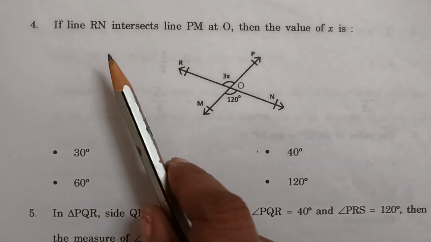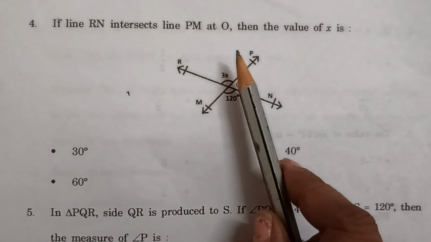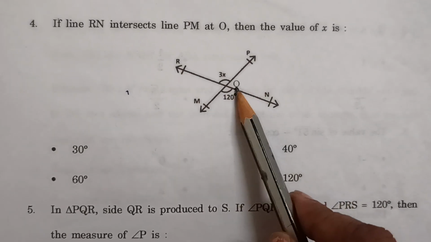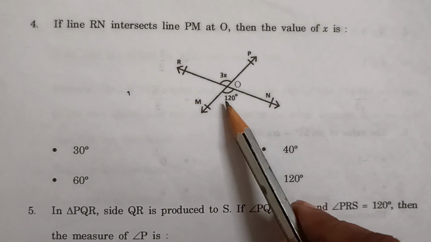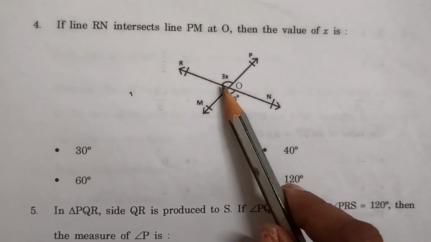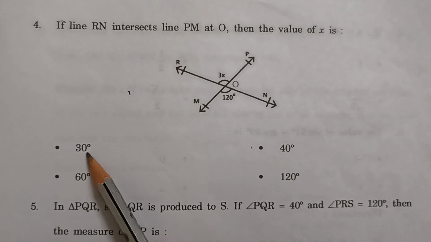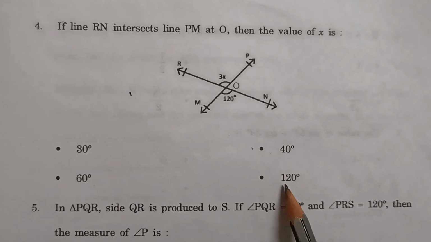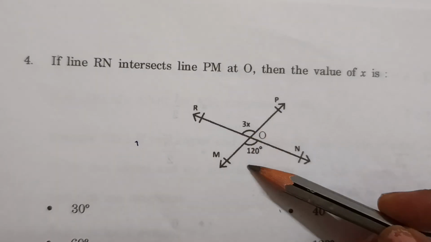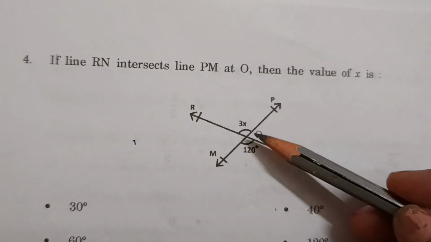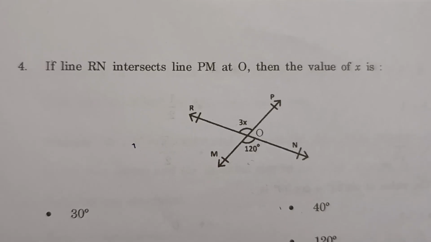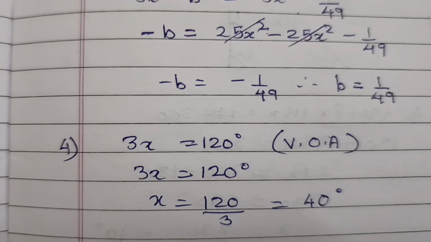Question number 4. If line RN intersects line PM at O, then the value of x, we have to find out the value of x here. Options are 30 degree, 60 degree, 40 degree and 120 degree. Here these two angles are vertically opposite angles. Therefore 3x is equal to 120 degree. But we have to find out the x.